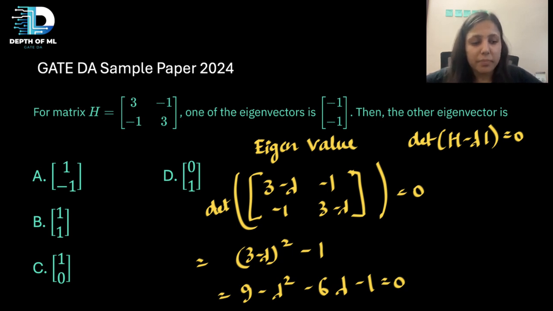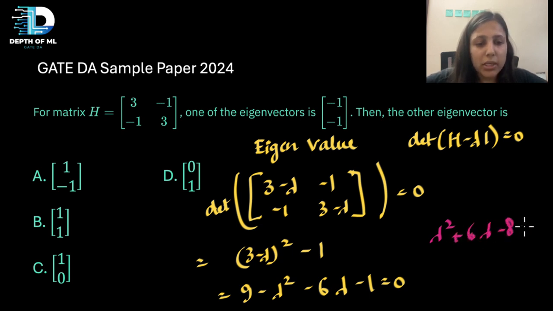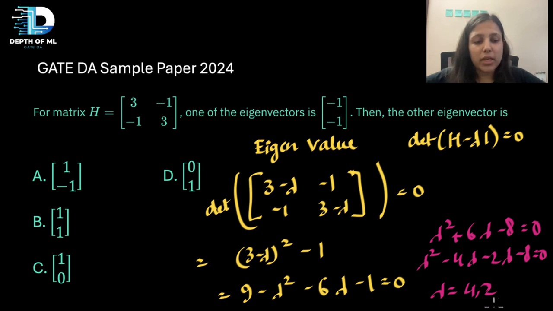I'll just change the signs over here. I'll multiply this whole equation by -1 on both sides. So I'll get lambda squared plus 6 lambda minus 8 equals 0, right? Now I'll do lambda squared minus 4 lambda minus 2 lambda plus 8 equals 0. So I will get my roots as 4 and 2. Now I have two distinct lambda values, right? Now I want to find the corresponding eigenvector, right?